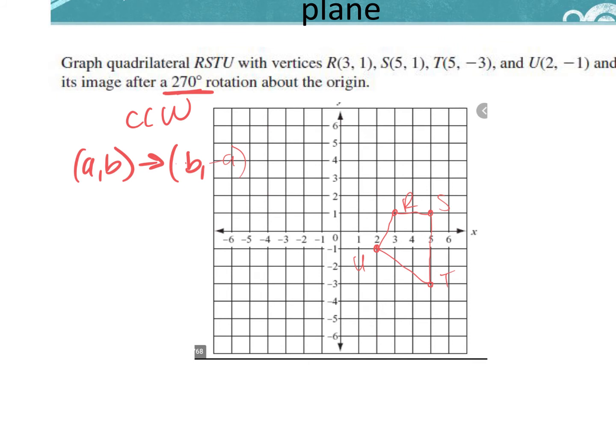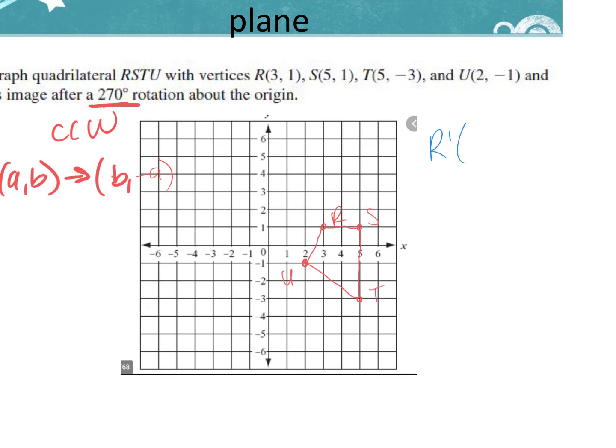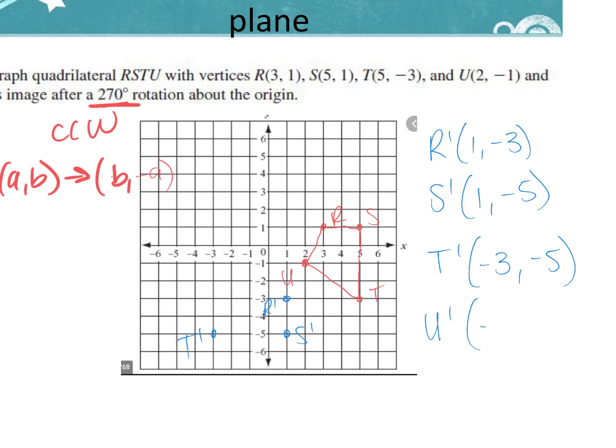Yeah. Okay. Now, all we care about right now are the coordinates. I'm going to show you the rotation afterwards. So, all we care about is where R prime will end up. Guys, where is R prime going to end up if we apply that transformation? 1, -3. So go 1, -3 and put R prime. S prime. 1, -5. So go 1, -5, put S prime. T prime. -3, -5. That was T prime. And U prime, the last one, peeps. -1, -2.